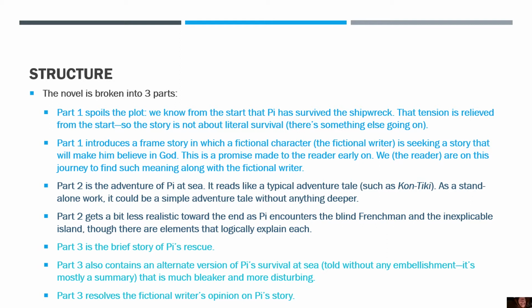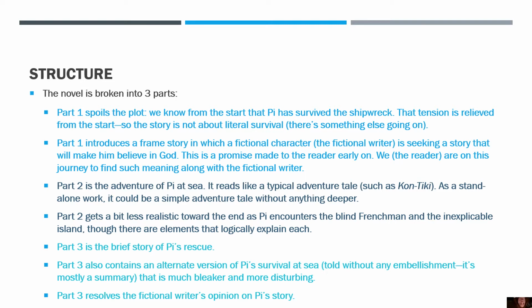Part 1 introduces the frame story. So there's this fictional writer, not Yann Martel, the author of the novel, but this fictional writer who's a character. And he is seeking a story. He's just trying to write a good story. But he's promised, okay, if you go talk to this guy named Pi, he will tell you a story that will make you believe in God. So this is a promise that is made to the reader early on. So we, the reader, are going on this journey with this fictional writer to find such a story. Like, how could a story be that powerful?